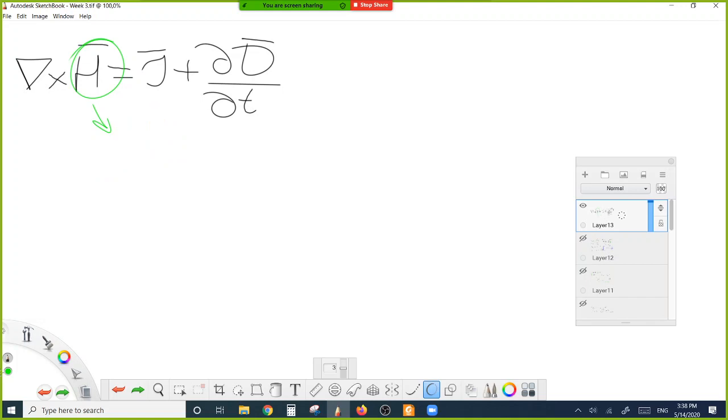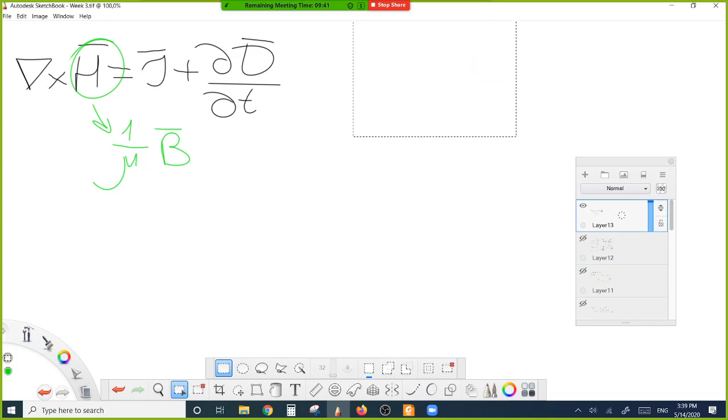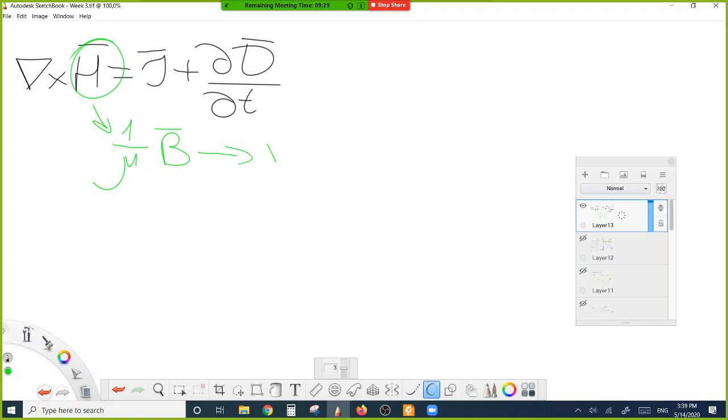Sorry, I made a mistake, because B is equal to mu H, so H will be equal to 1 over mu times B. Sorry for that, I made a mistake before. Okay, and in turn B is equal to rotor of A. Yes, rotor of A.